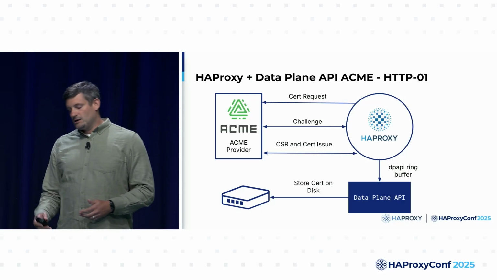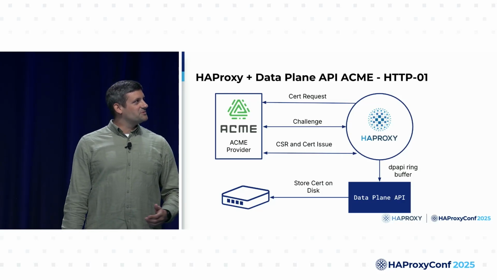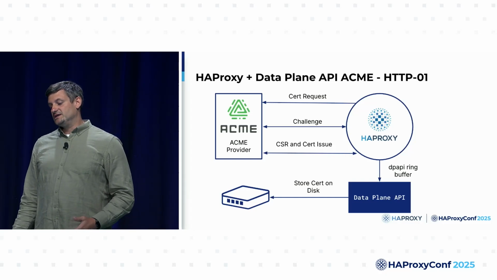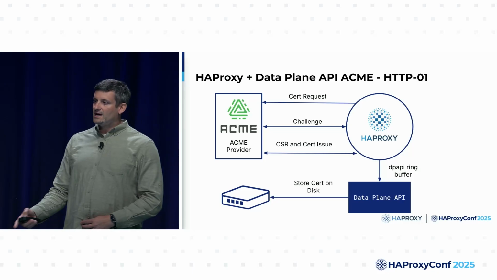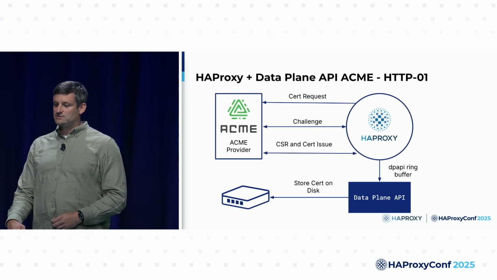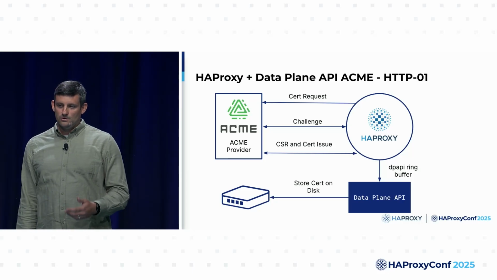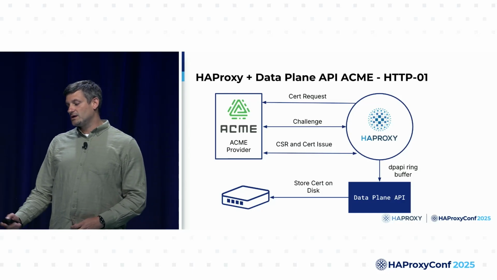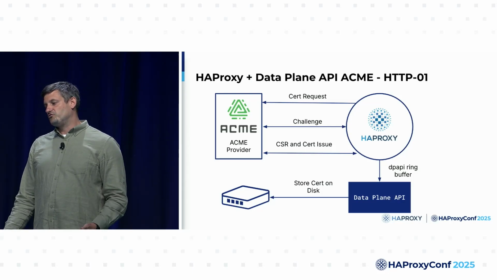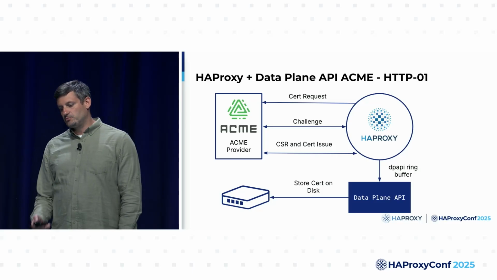So for DNS, I don't have a diagram here, but for the DNS challenge, it's similar, except the middle challenge part will actually go to the Data Plane API. Once it's solved, it will return the result to HAProxy, and this whole process will continue. So by using HAProxy together with the Data Plane API, you get full native support for your ACME providers.